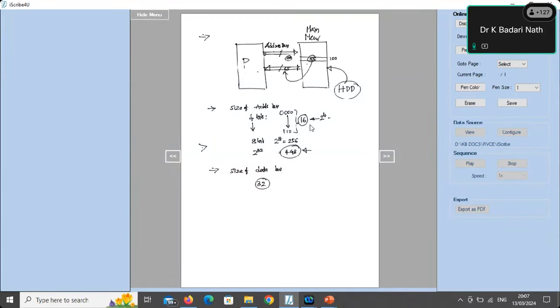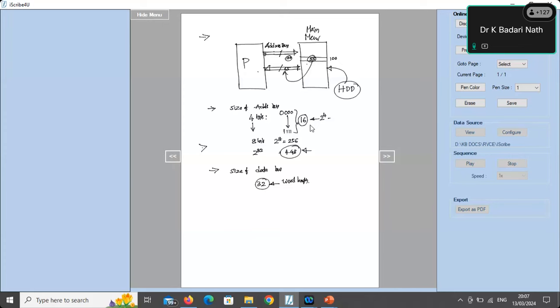Based on the size of the data bus, people also use a name called word length. If somebody asks what is the word length of this processor, we generally look at the data bus, or we look at the ALU capability, or we look at the register capability. If the register is 32 bits, then the word length is 32 bit. If the ALU can handle two numbers of 32 bit, then also we call the word length 32 bit. Generally, the register size, the ALU capability, and the data bus will always be the same. There will be no difference.